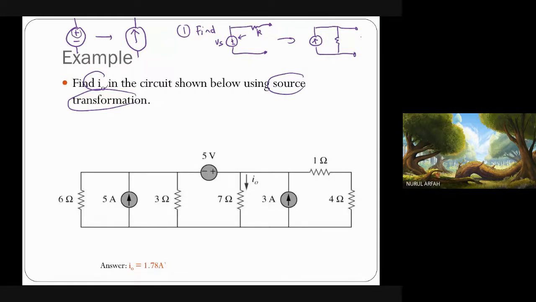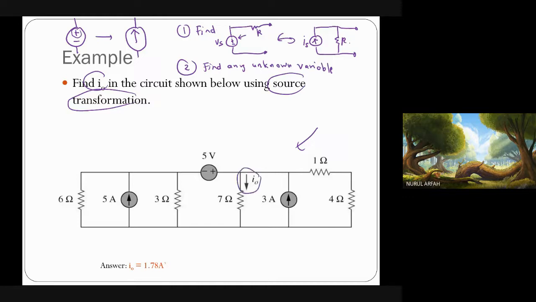So vice versa, you can transform a current source in parallel with a resistor to a voltage source in series. Second, you need to find any unknown variables. In our example here, where is the unknown variable? I naught, right? It is here.